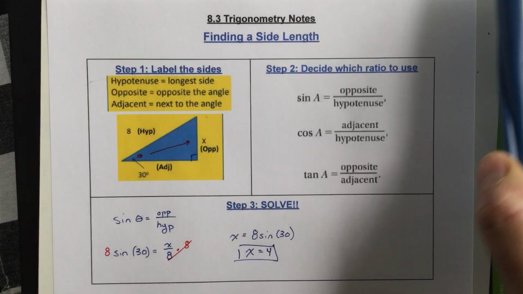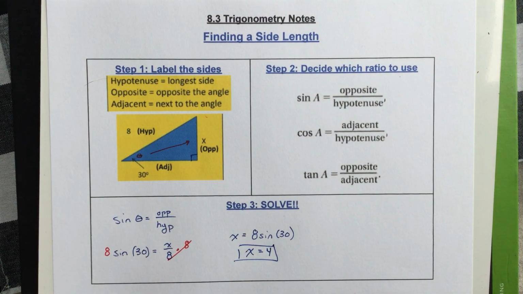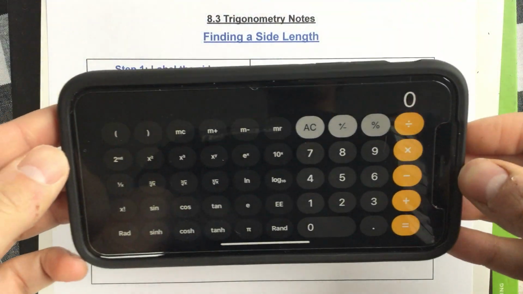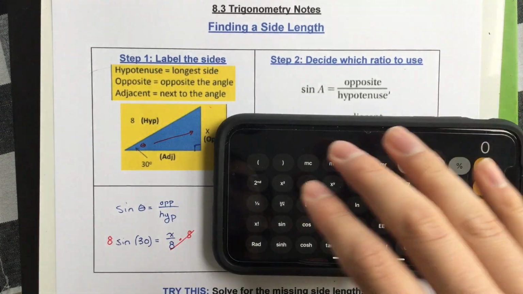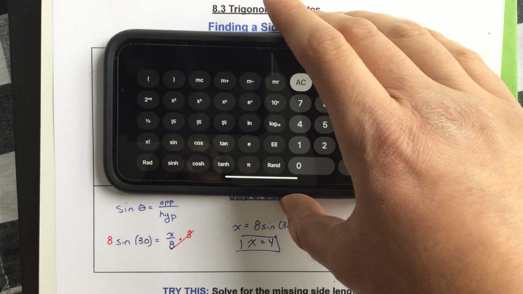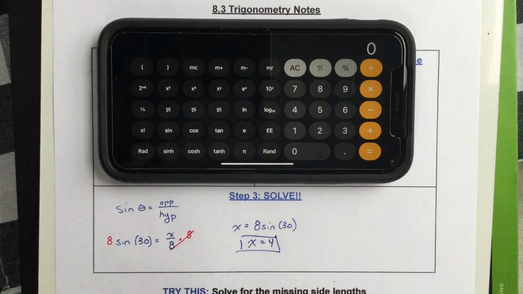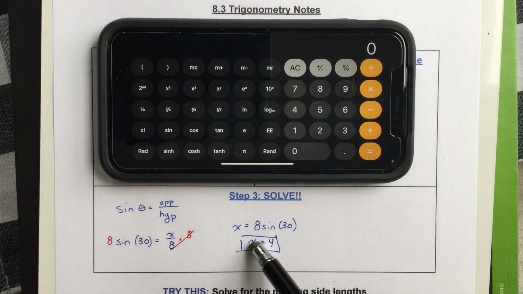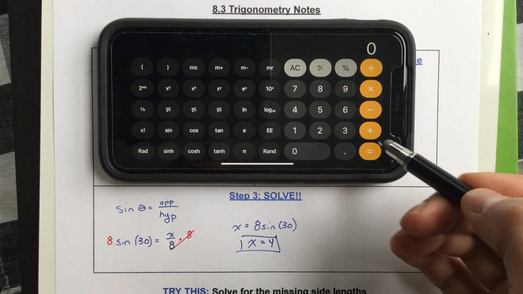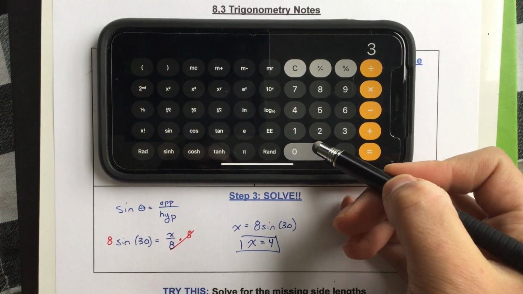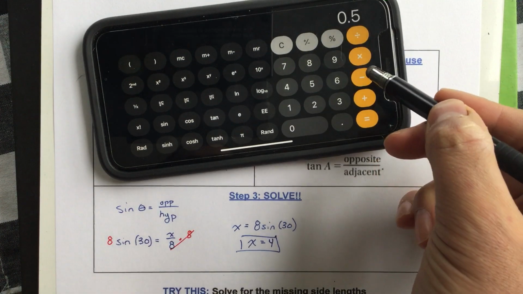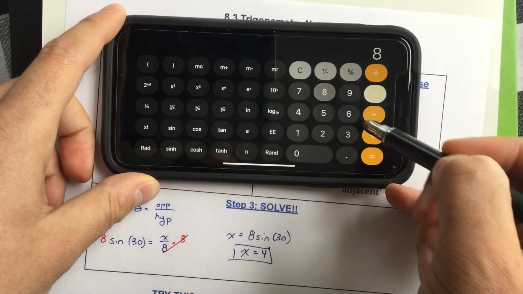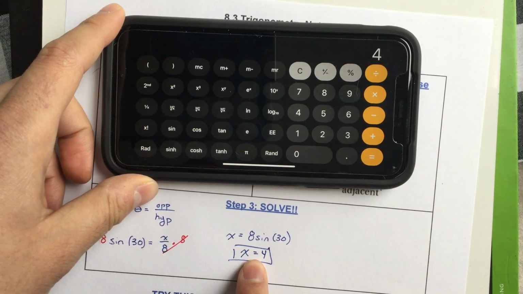Let's take a look at using the iPhone. When you have your iPhone and you turn it sideways, you can actually see all these different calculations here on the left. And if I plug this into the iPhone, it's a little different. I can't go in order from left to right as easy as the other calculator. So I'm going to show you two different ways. I can take my 30 and I'm going to hit the sine key and then multiply that by 8 and I get my solution of 4.